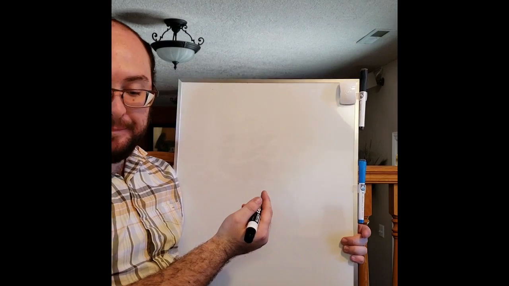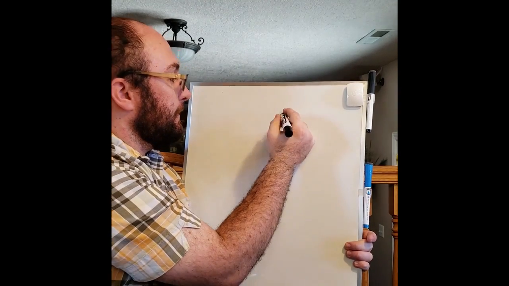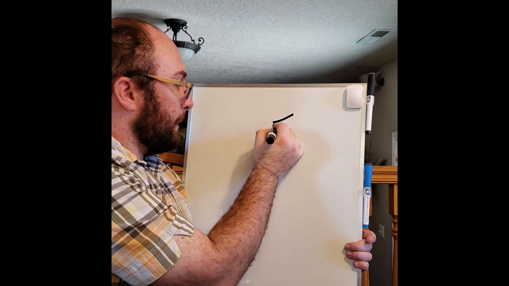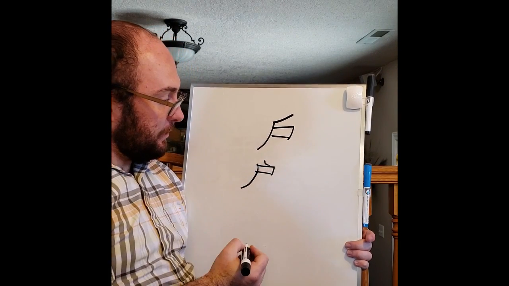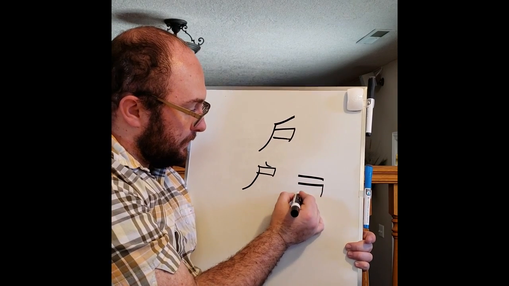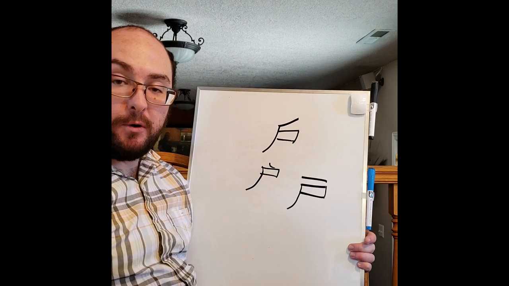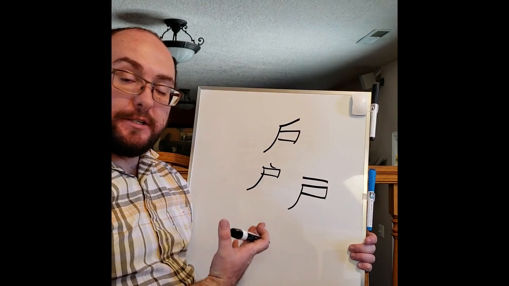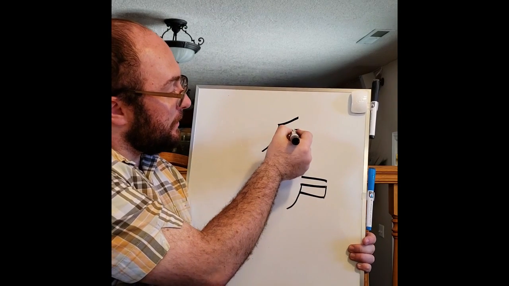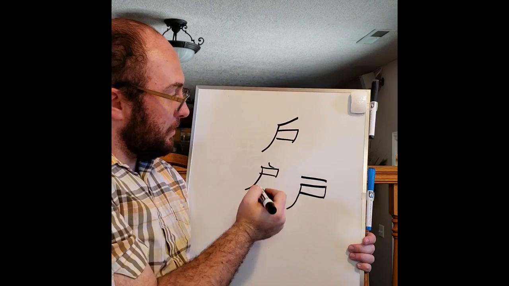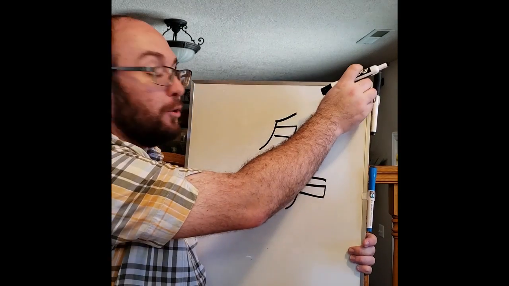Okay, now radical 63 is hu. And there's about 3 different ways to write this radical, so here we go. You have that way, you have that way, and then you have that way. Hu. Now hu means a door or a house. There's not a lot of characters listed under this radical, 44 in total. You can see how there's like a door attached to a doorway in this one. These others, you don't really see it very well, but you can see it a little bit. So hu.